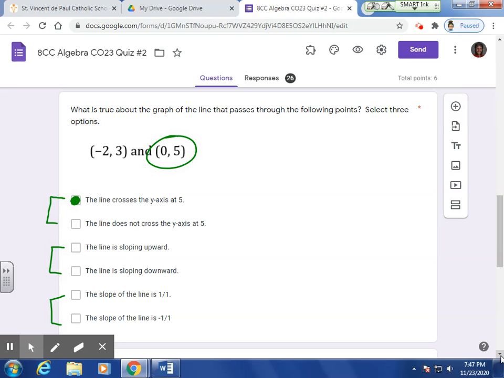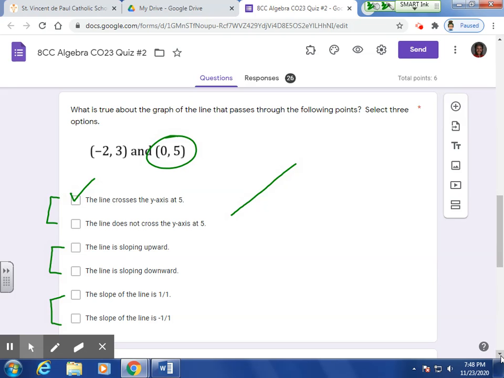y. Actually, I should make this a checkbox. I should make a big old check. Okay, it does cross the y-axis at 5. The next one, the line is sloping upward, the line is sloping downward. Well, when you were supposed to plot these points and then connect them on the coordinate plane on your page, and when you do that, you get a line that looks kind of like that. Okay, since we read a graph from left to right, this line would be sloping upward.